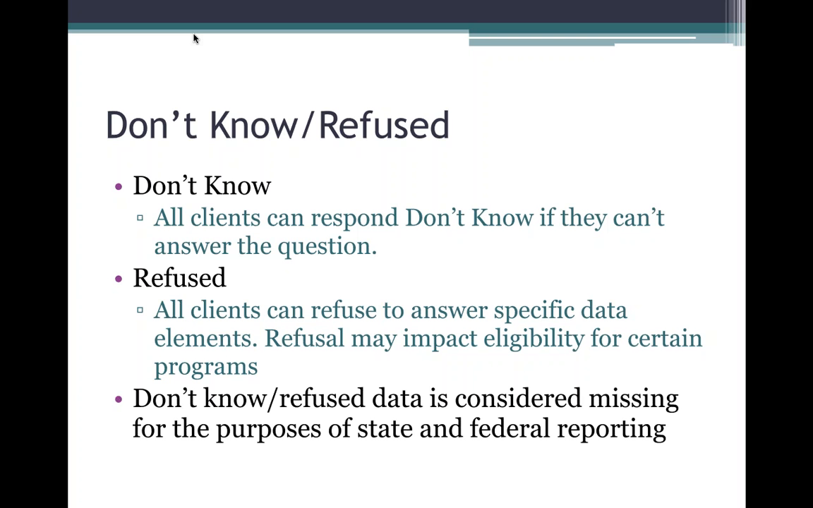But I just know that don't know and refused can be challenging. So it's like, well, we entered what the client wanted, and it's like, yeah, but that data is still not available. So it doesn't count towards the overall picture of data that's available when reporting. And again, RI and VA SSVF clients do not have the option to put don't know or refused for most, if not all, of their data elements.